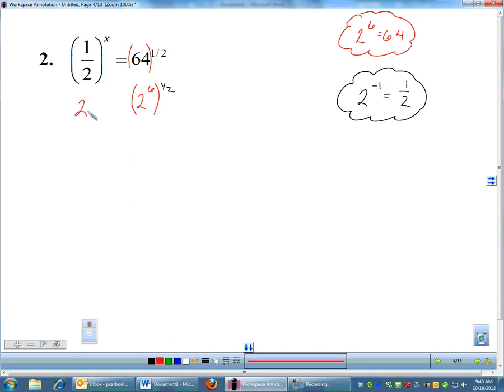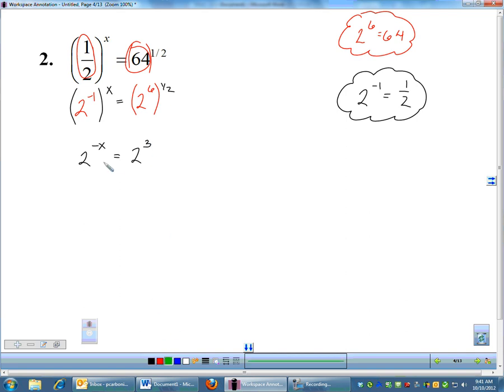So I'm going to take this side, instead of saying 1/2 to the x, I'm going to change it to 2 to the negative 1, to the x. And so I've changed 64 and I've changed 1/2 into bases of 2, and now I just need to clean up both sides. A power to a power we multiply, so that's going to be 2 to the negative x is equal to 2. 6 times 1/2 is 3.